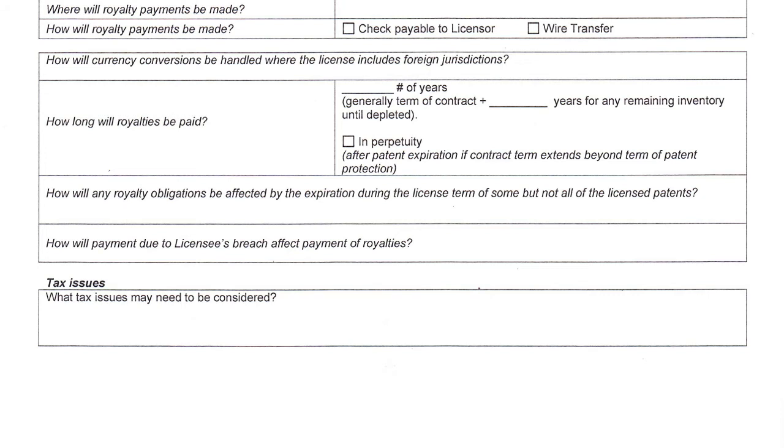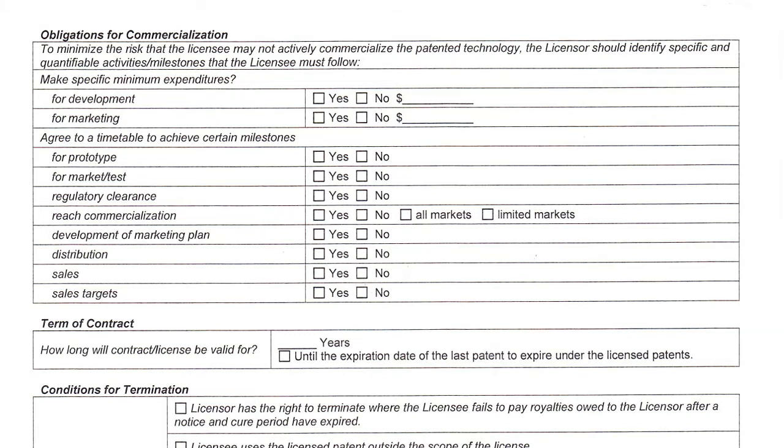And think about taxation. Who's going to be responsible for taxes? How are they going to be paid? Make sure that you understand all the jurisdictions. If it's a food product, there may be local city ordinances that have additional tax due on top of that. So make sure you understand how taxation and tax issues are going to affect your royalty rate. We're going to get into a little bit of obligations for commercialization, which is on the back page.